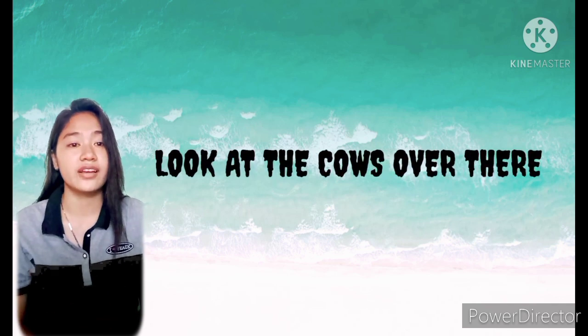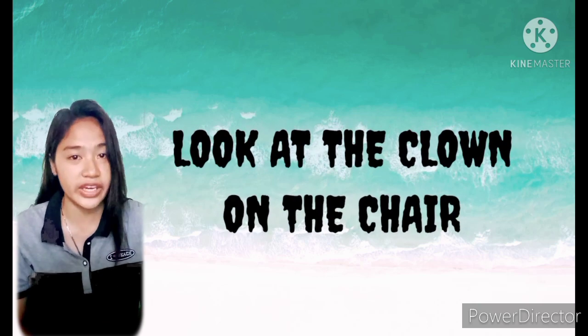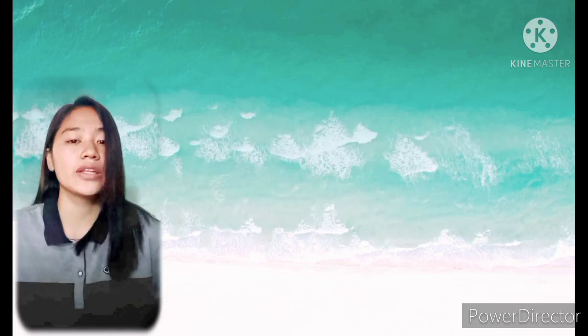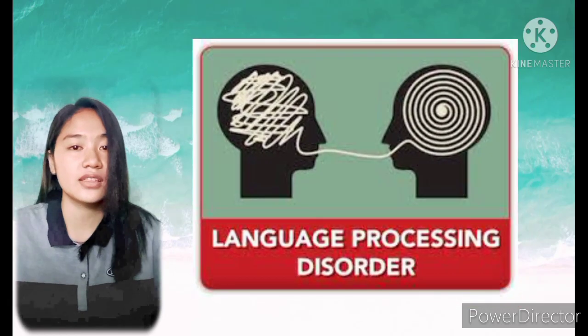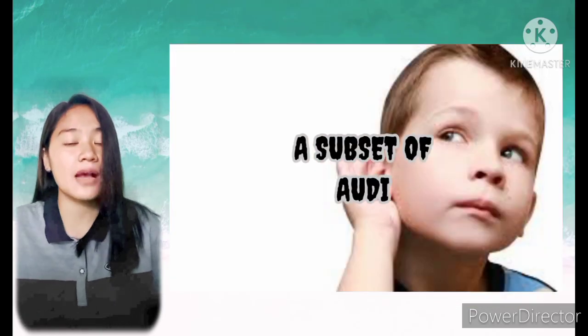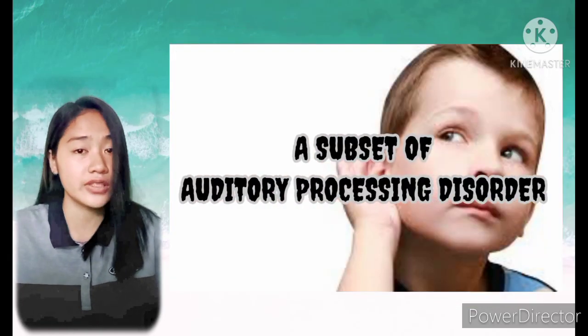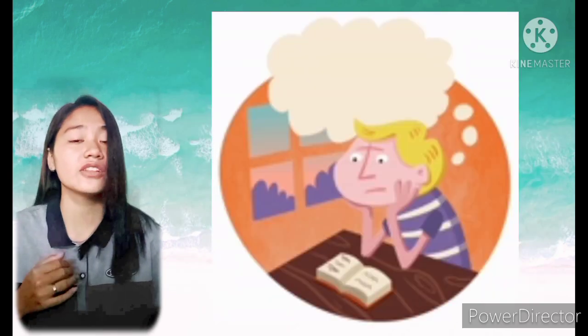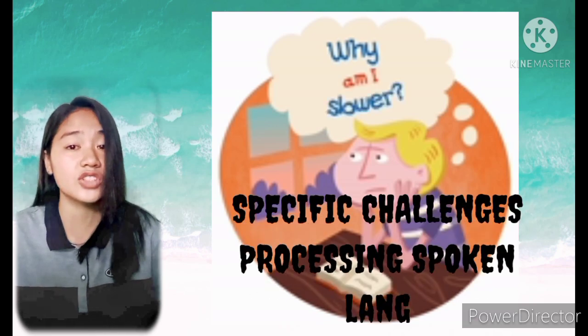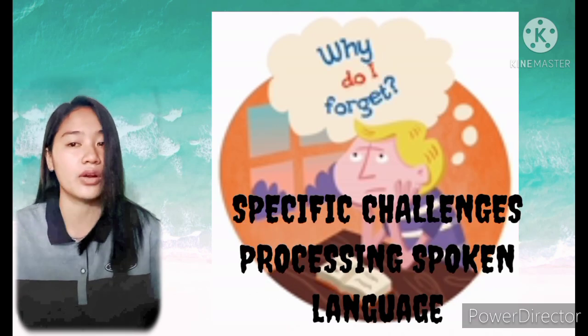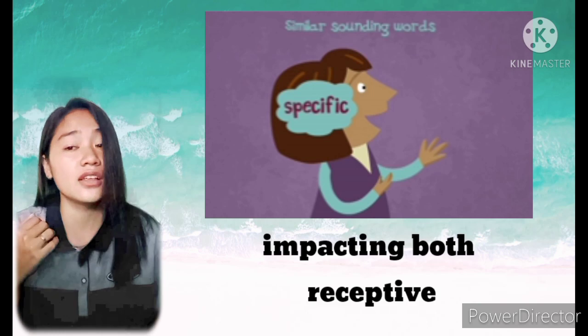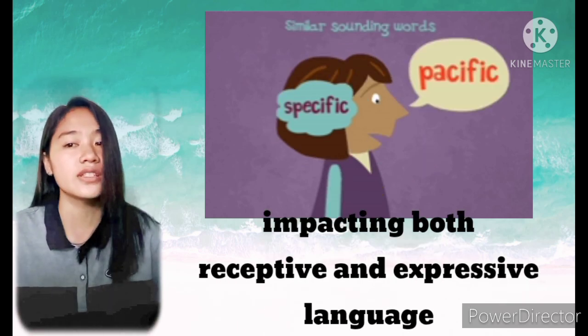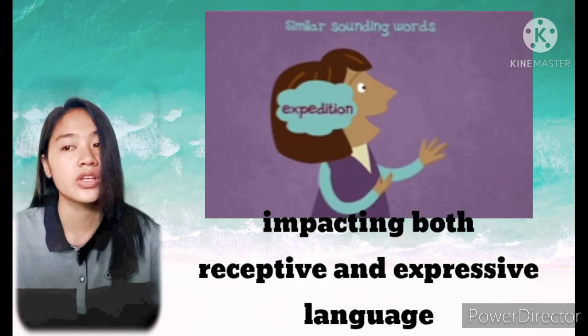Another example is, "Look at the cows over there," and they may hear, "Look at the clown on the chair." The second one is language processing disorder. It is a subset of auditory processing disorder. Language processing disorder arises when an individual has specific challenges in processing spoken language, impacting both receptive and expressive language.